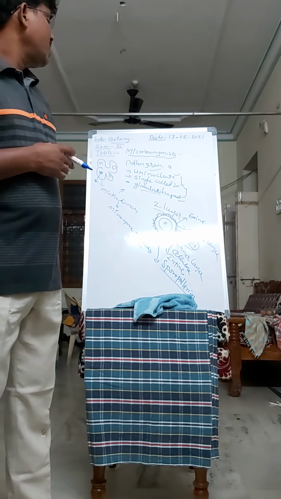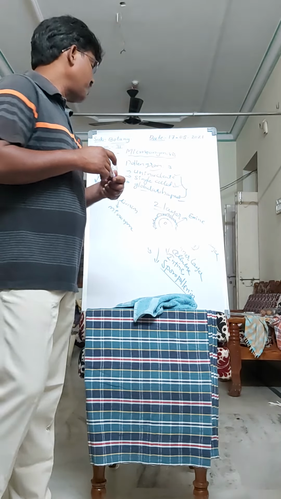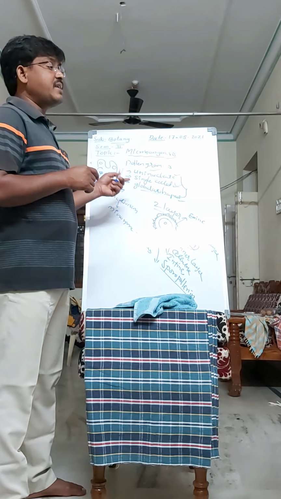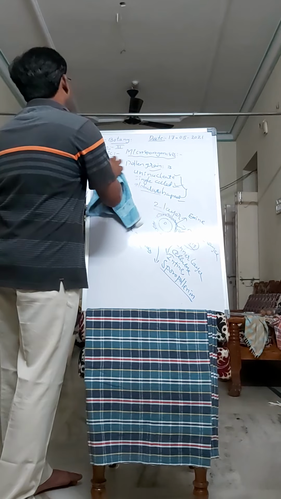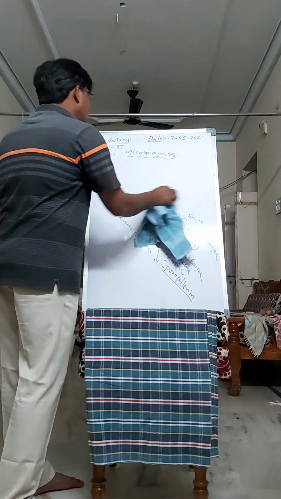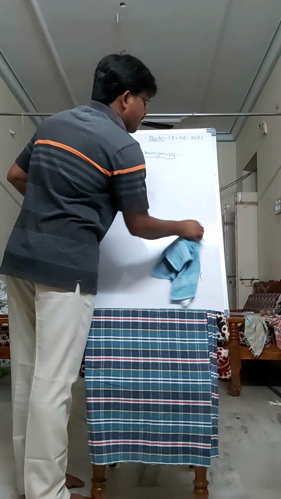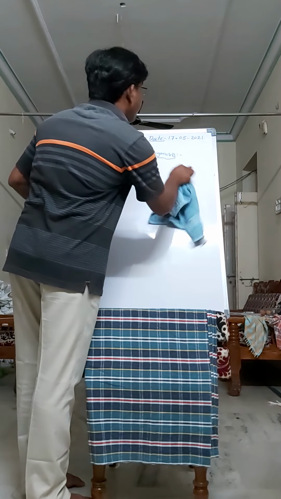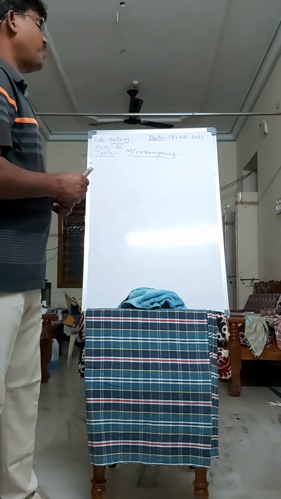Now today I am going to discuss microsporogenesis, that is, how the microspores are generated in the microsporangium. That is called microsporogenesis. Microspores can be generated by two methods: one is the simultaneous method, and the second one is the successive method.